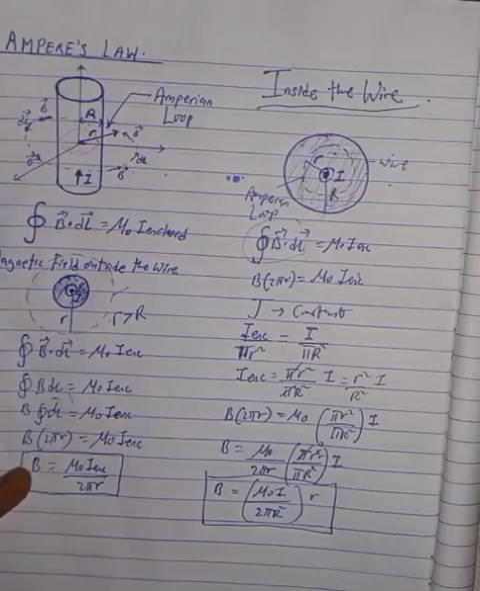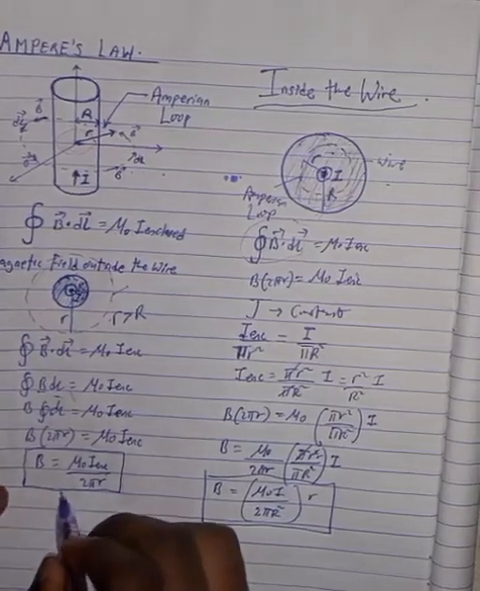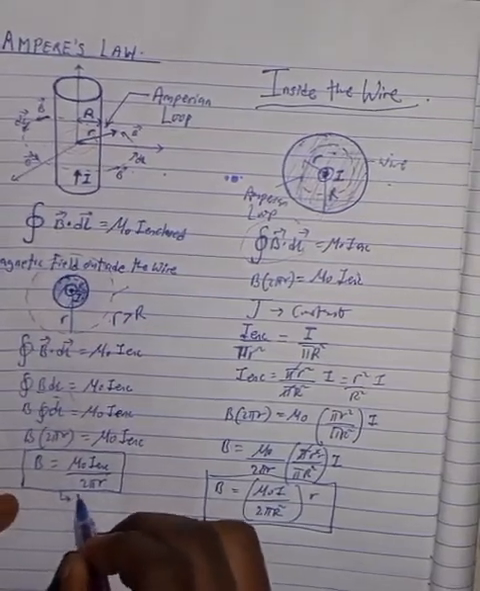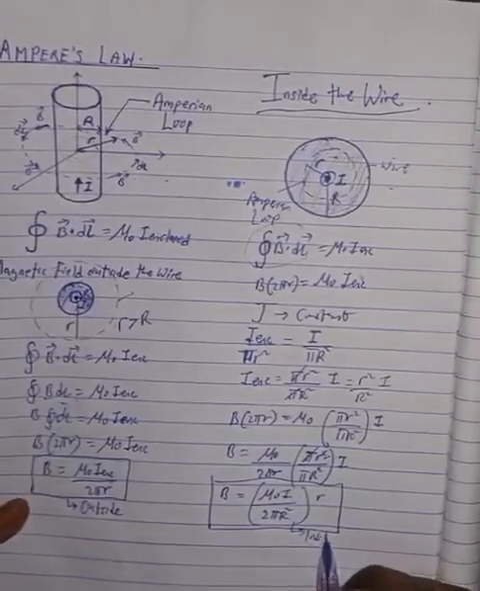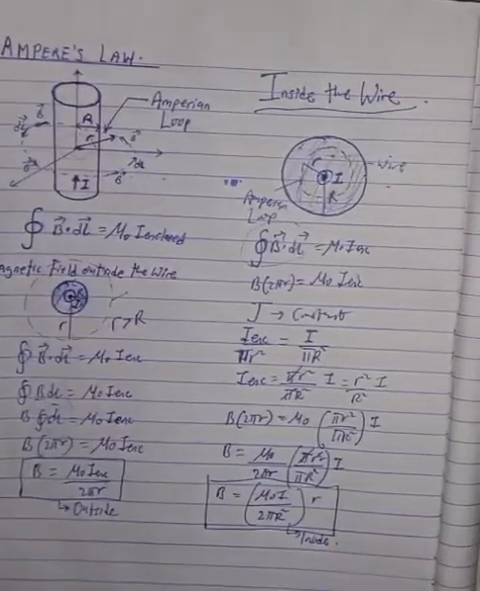This one is outside the wire, and this one is inside. This is outside, and this is inside. So using Ampere's law, that is the derivation.